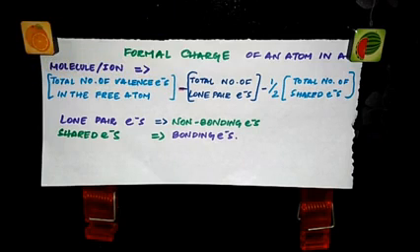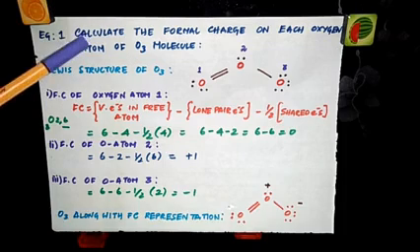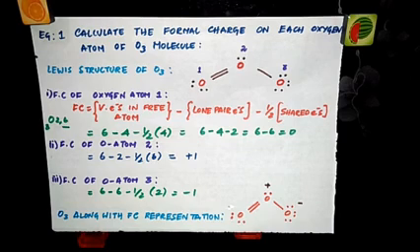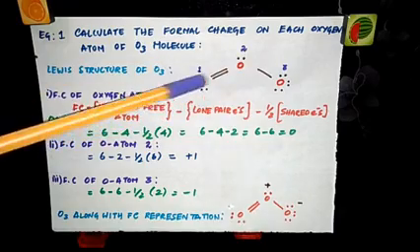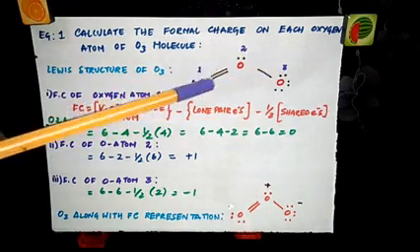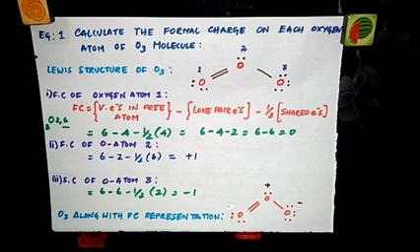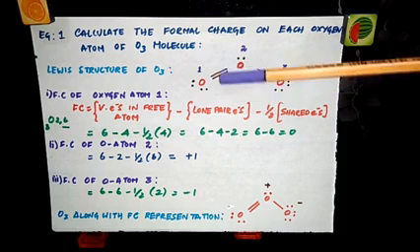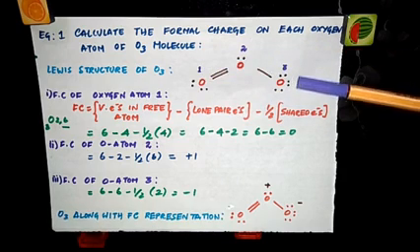Now I will show you an example of how to calculate the formal charge of an atom in a molecule. The first example is to calculate the formal charge on each oxygen atom of the O3 molecule. So the first step is to draw the Lewis structure of the O3 molecule. O3 is ozone, so you know how to draw the Lewis structure. You have to represent it with the bond pairs and also the lone pairs. Now let's number these oxygens as 1, 2, 3 because we are going to calculate the formal charge for each atom.